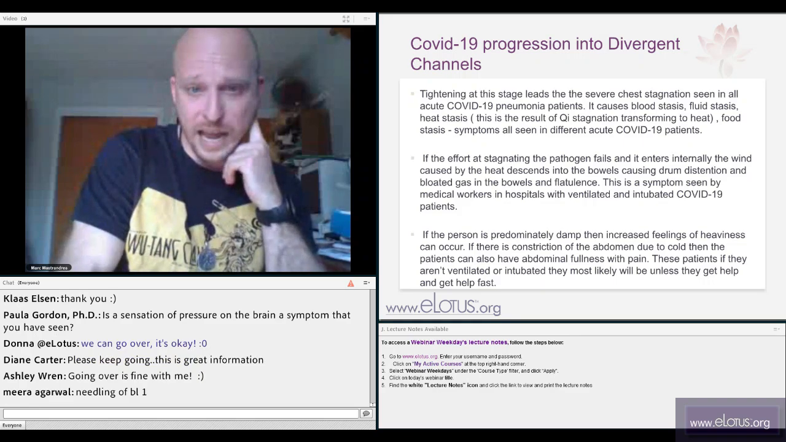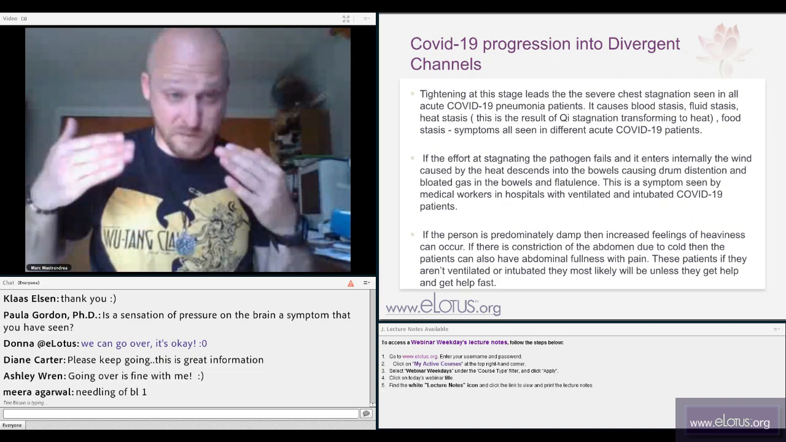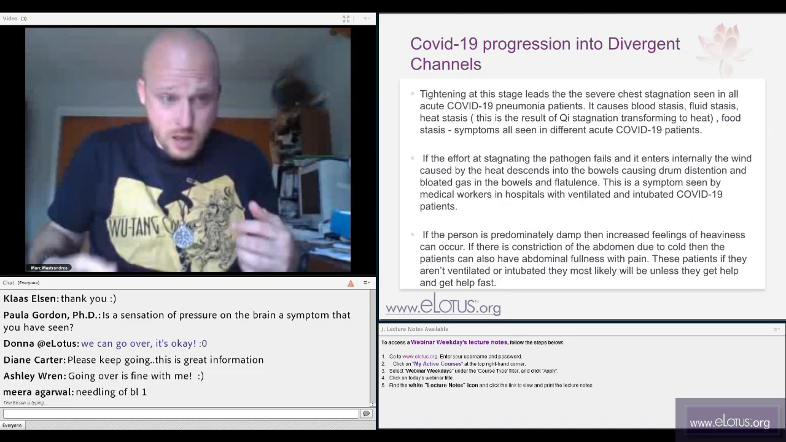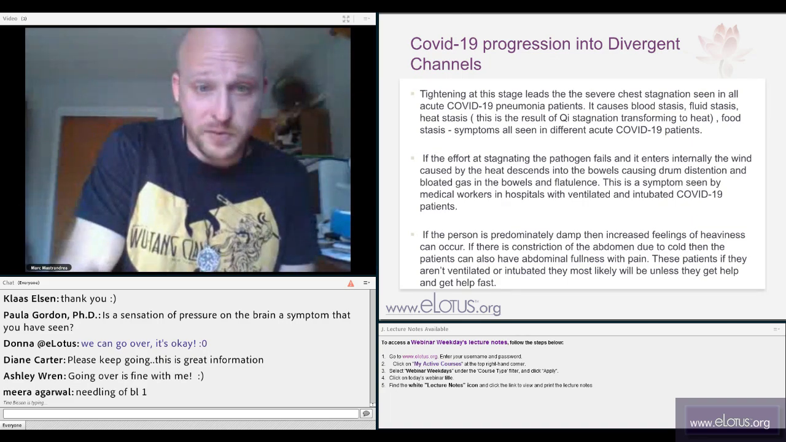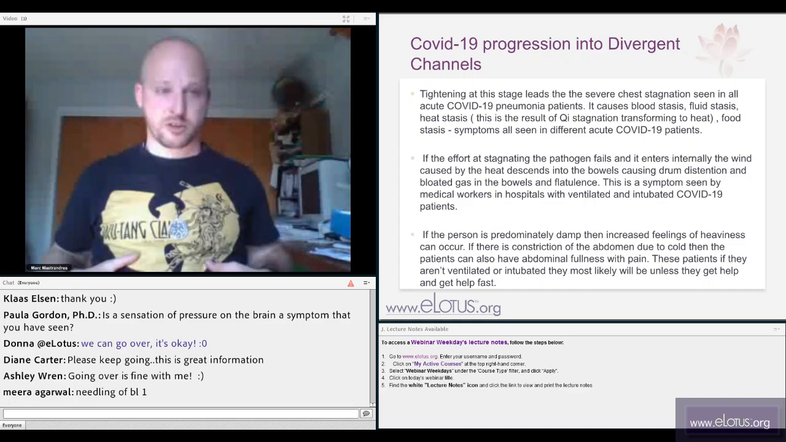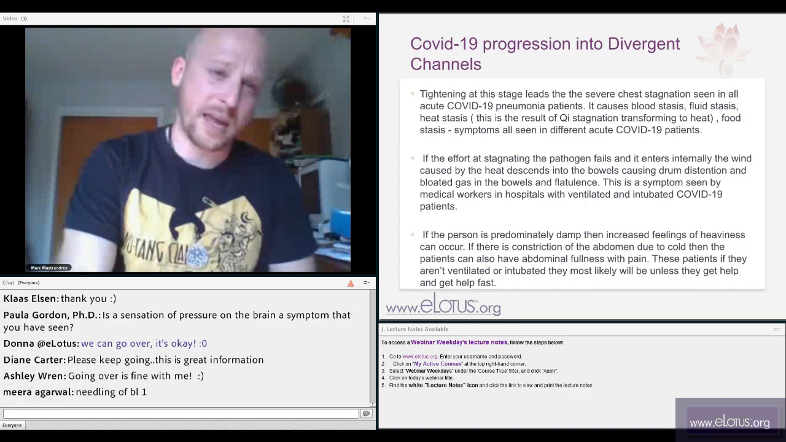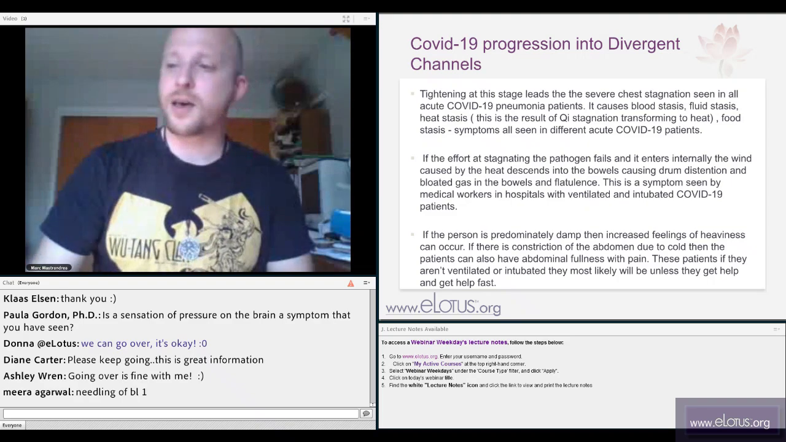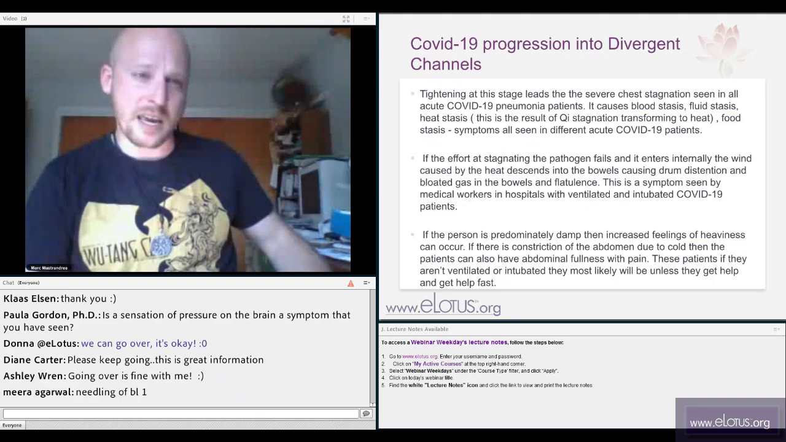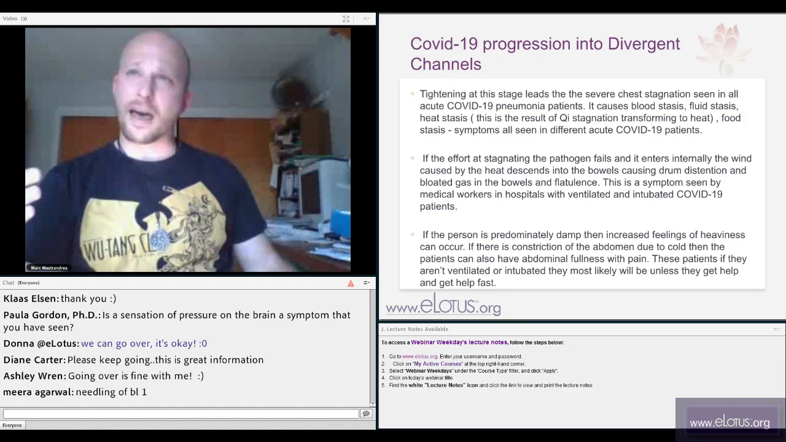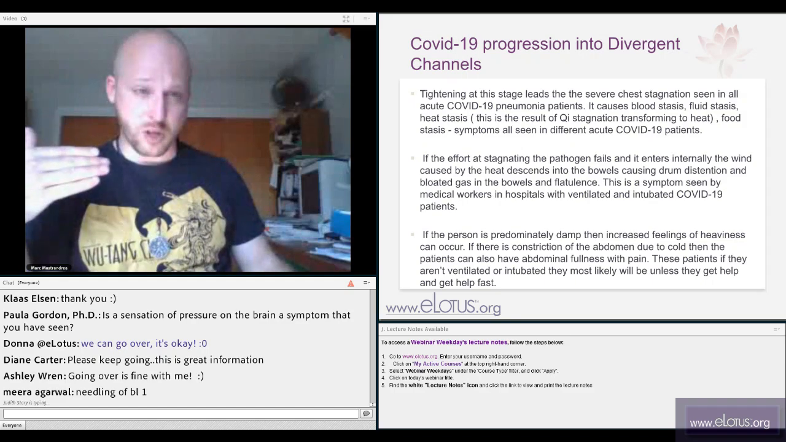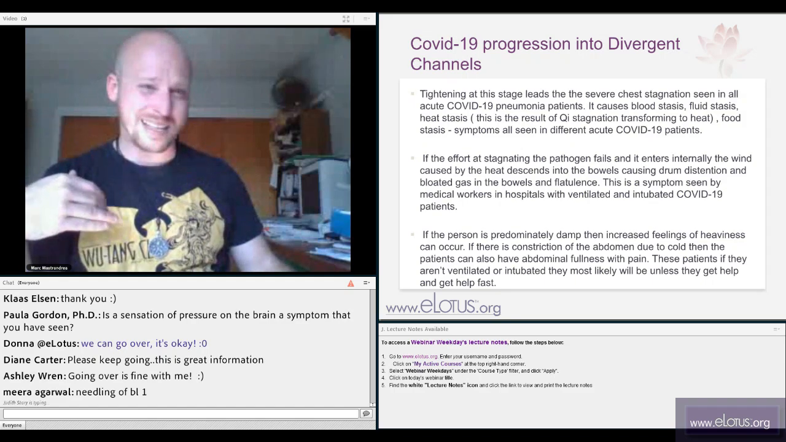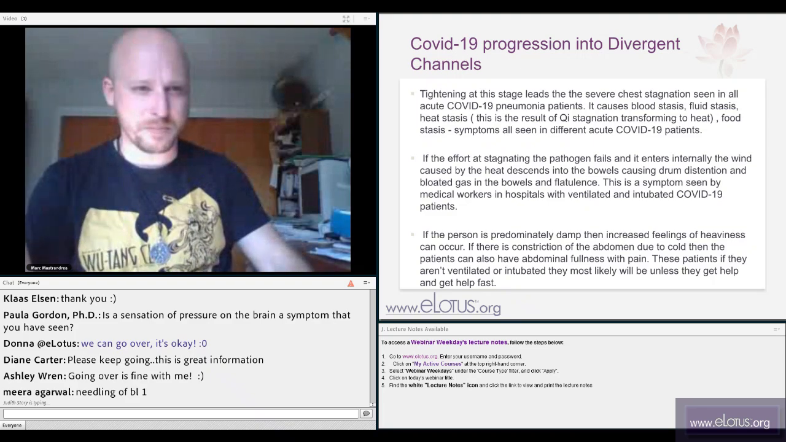In an effort to stagnate the pathogen, if this tightening fails, then what happens is it'll move to the bowels. And that's when you suddenly get drum distension. Now, for a lot of you who may not know this because it's not talked about, there's a lot of things that happen and diagnoses and even symptoms that are taken down and charted in Western hospitals that aren't really released because they don't know how they fit in the puzzle.